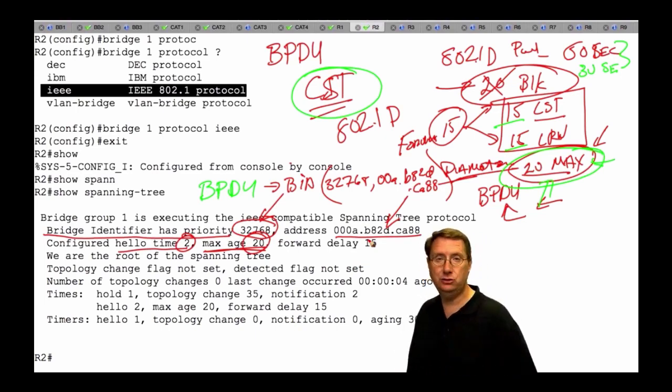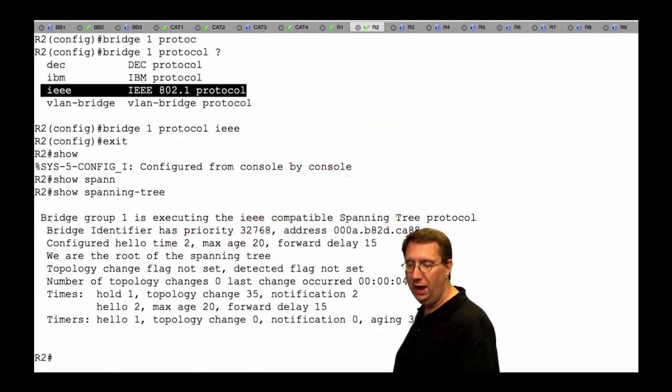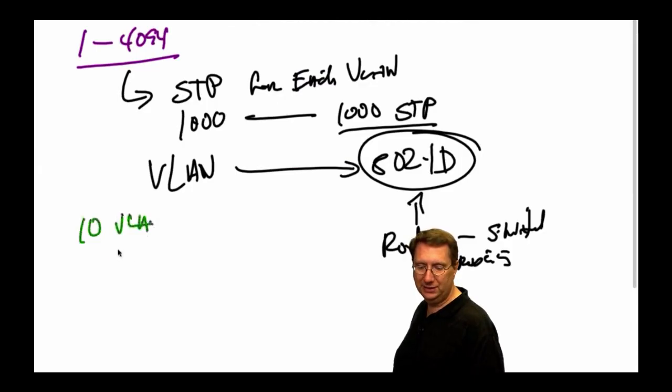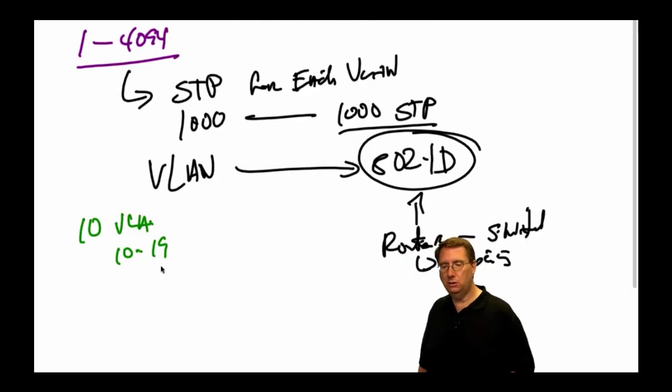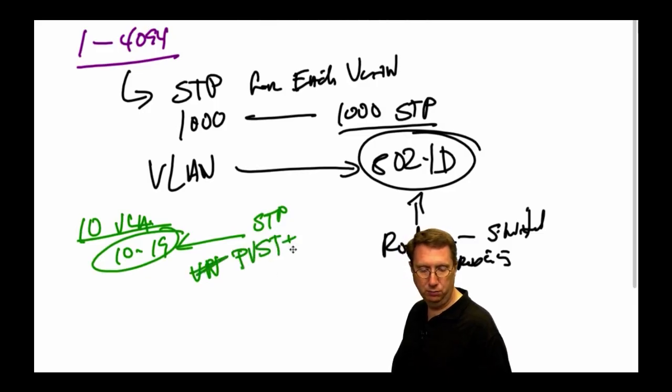This is common spanning tree, but common spanning tree does not run on Cisco switches. Cisco uses their own solution, which is what we were describing earlier, and that's per VLAN spanning tree. So the moment I create a VLAN, let's say I create 10 VLANs in this scenario, those VLANs can be 10 to 19, or 10 to 20, however we set them up. Those VLANs that we just created now have associated with them an instance of spanning tree protocol. That's why it's called per VLAN spanning tree protocol plus.